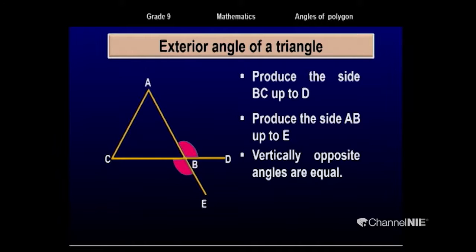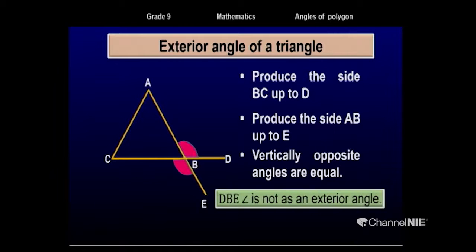When we consider these two exterior angles, what is the relationship between these two? Those are vertically opposite angles. You know, vertically opposite angles are equal. But when we think about angle DBE, is it an exterior angle? No. DBE is not an exterior angle because it is equal to angle ABC, and ABC is an interior angle. So you can't take DBE as an exterior angle. We talked about the exterior angles of a triangle.